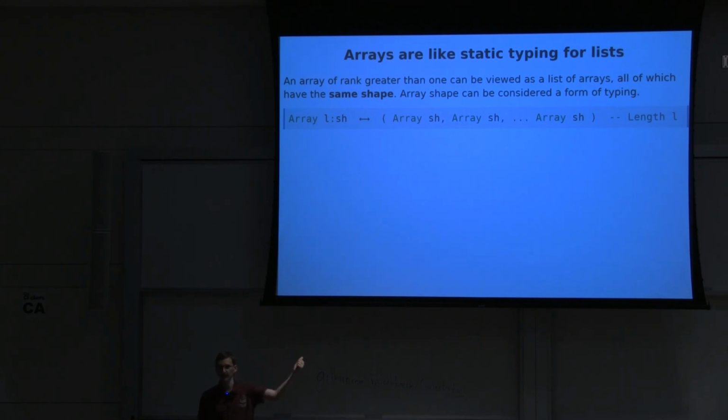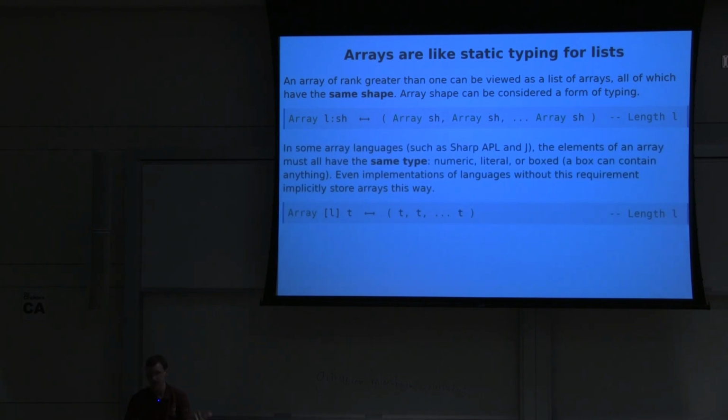So this is weird pseudo-Haskell, because writing arrays in Haskell is absolutely nuts. The idea is that an array is kind of like a tuple. This SH is a shape, and an array is a length L list of arrays of that shape, its cells. And actually, some array languages go even further than that, like the Sharp dialect of APL, and J, which is Iverson's invention, a successor to APL.